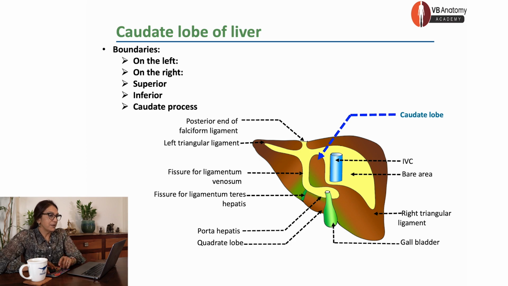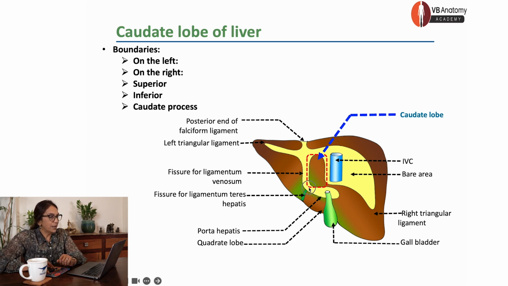Coming to the left of IVC, I come to the typical quadrangular space that I spoke about called the caudate lobe. Bound on the left by the groove for ligamentum venosum, on the right by the groove for inferior vena cava. Superiorly becomes continuous with the posterior superior border of liver. Inferiorly related to this area which is called the porta hepatis.